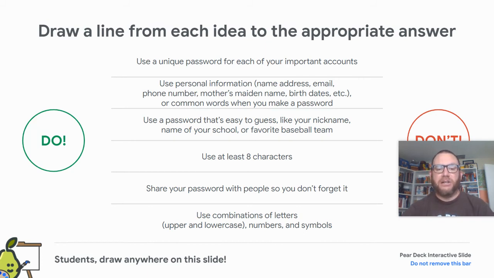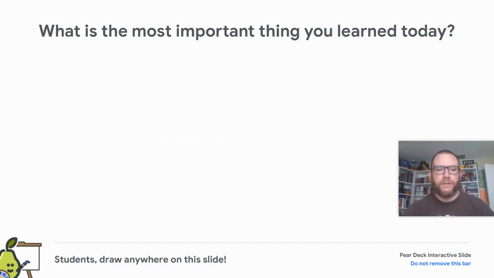Use at least 8 characters. That's a do. You should use at least 8 characters. Share your password with people so you don't forget it. That's a no. Other than parents, you should not be sharing your password. Although you do want to make sure you have a password you can remember. That is definitely an issue that I see at school. Use combinations of letters, upper and lowercase, numbers and symbols. That is definitely a do. That's something we do want when we're making passwords.